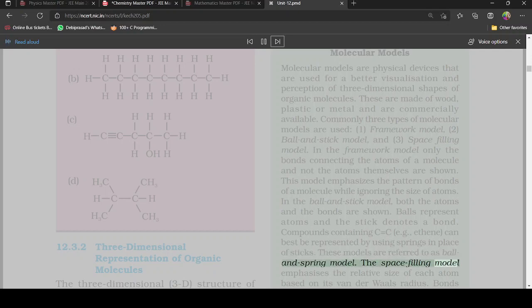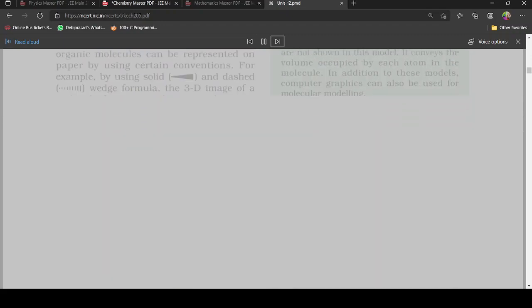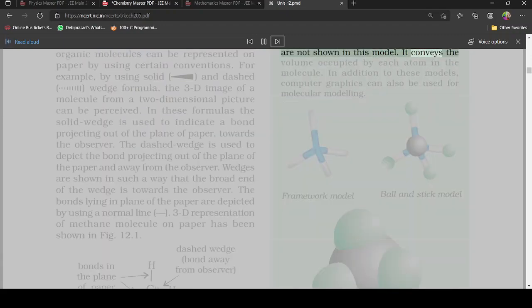The space-filling model emphasizes the relative size of each atom based on its van der Waals radius. Bonds are not shown in this model. It conveys the volume occupied by each atom in the molecule. In addition to these models, computer graphics can also be used for molecular modeling.